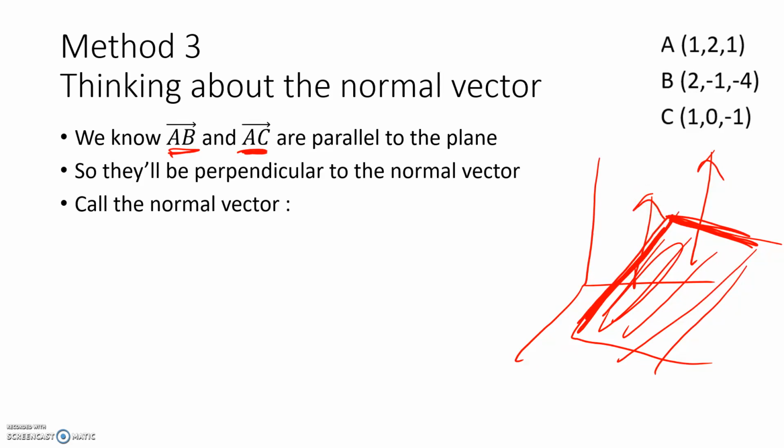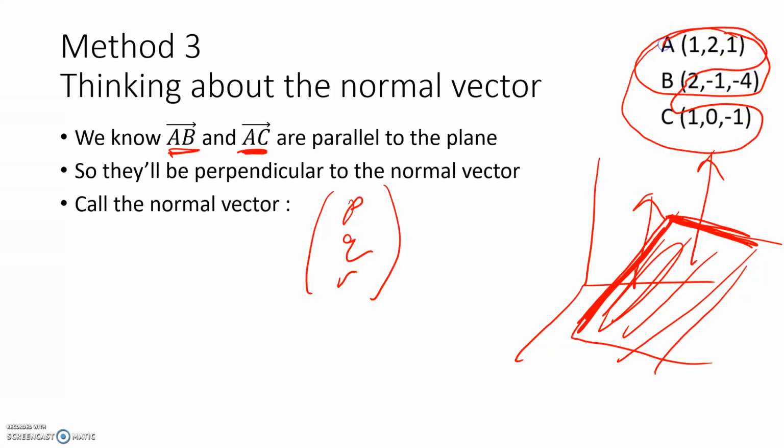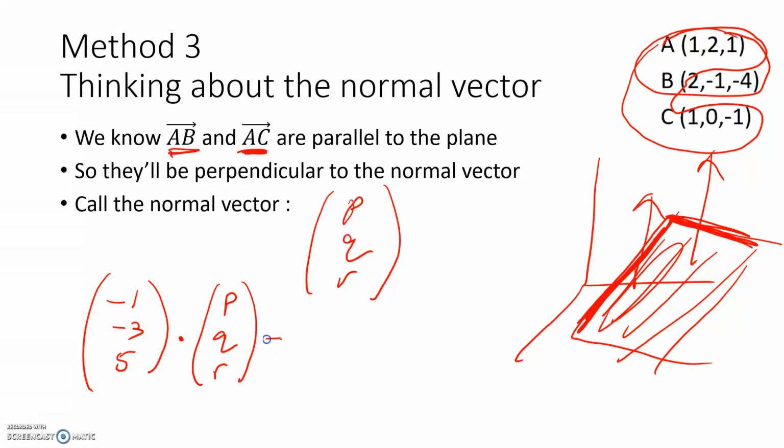Now we're going to call the normal vector PQR, and we're going to try and figure out what it is. But we know our direction vectors. We know the AB direction vector, and we know the AC direction vector. We've got those from before. So this method goes like this. We take the normal vector and we dot product it with those two things.